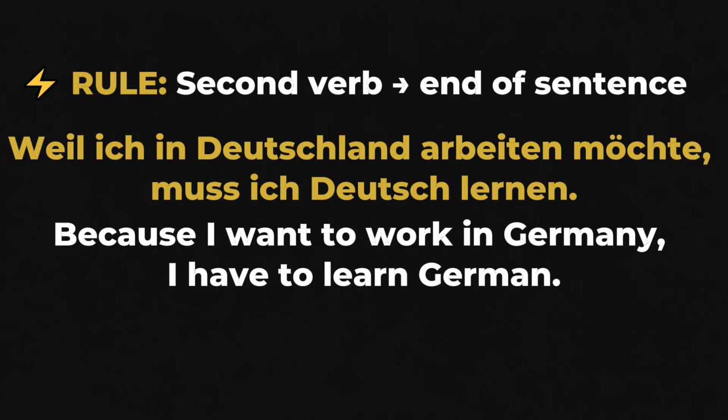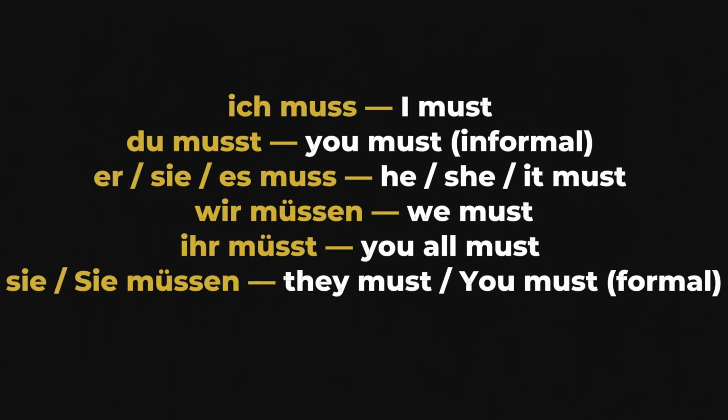Now let's lock in your conjugations. Six forms. You need all of them. Ich muss, I must. Du musst, you must. Er, sie, es muss. He, she, it must. Wir müssen, we must. Ihr müsst, you all must. Sie müssen, they must, you must.